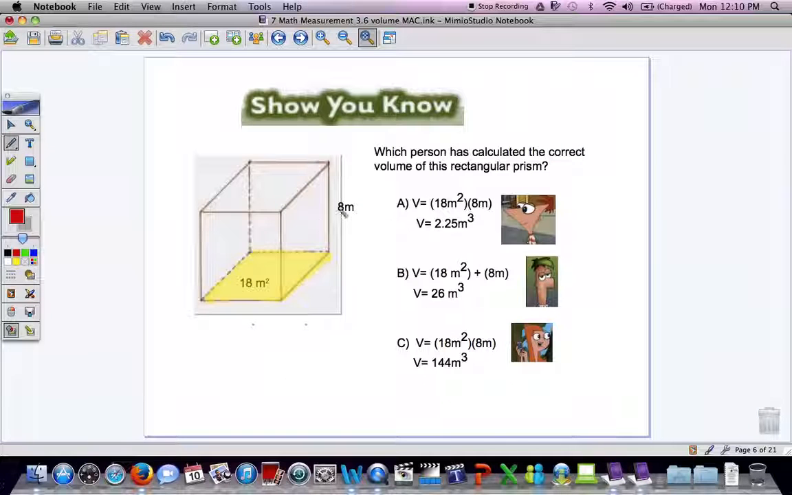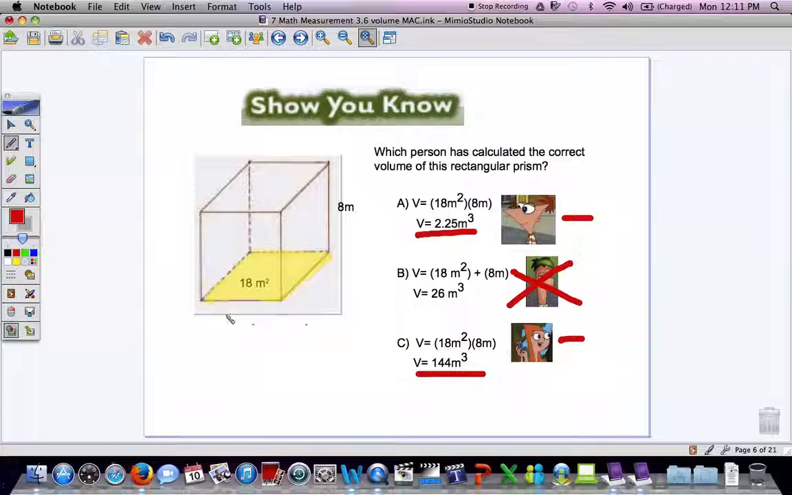So given that information, who is correct? Is it Phineas, Ferb, or Candace? Phineas said 18 times 8. Ferb says 18 plus 8. And Candace says 18 times 8. So these two are going to be correct in their formula. Ferb is definitely wrong. But the calculations are different. He came out to 2.25 and she came out to 144.